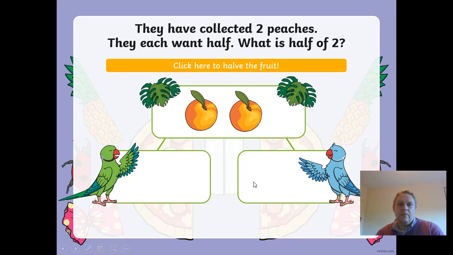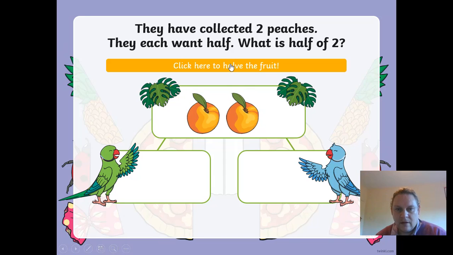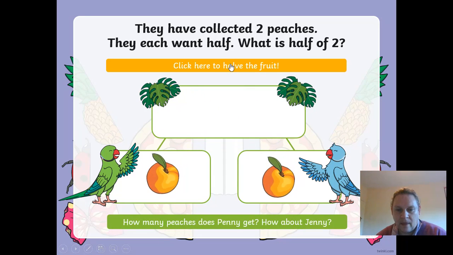They've collected 2 peaches. They each want half. What is half of 2? Click here to halve the fruit. Let's see. Now, how many peaches are they going to get each? Let's click it. Okay, Penny gets 1 and Jenny gets 1 as well. Okay, that is half of 2. So half of 2 is 1. Okay, half of 2 is 1.